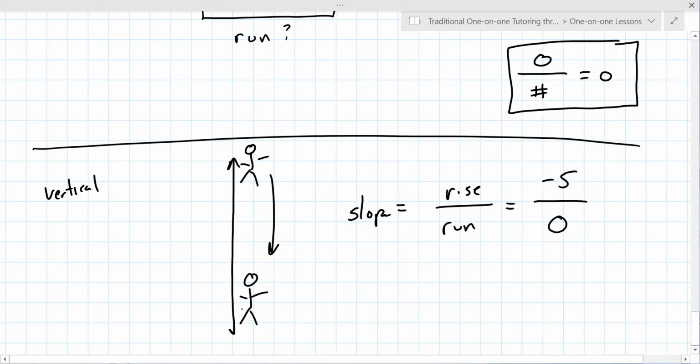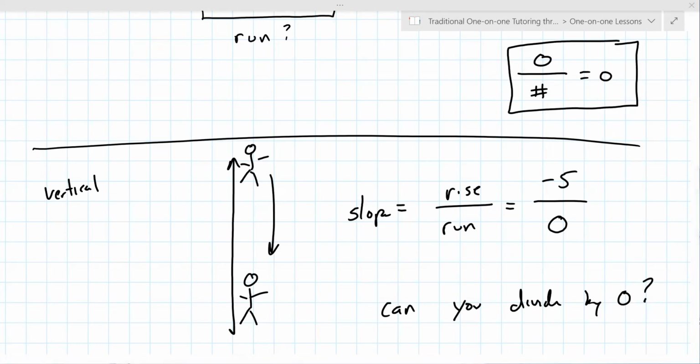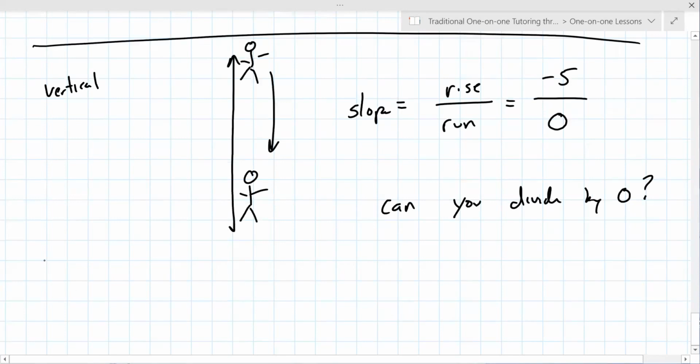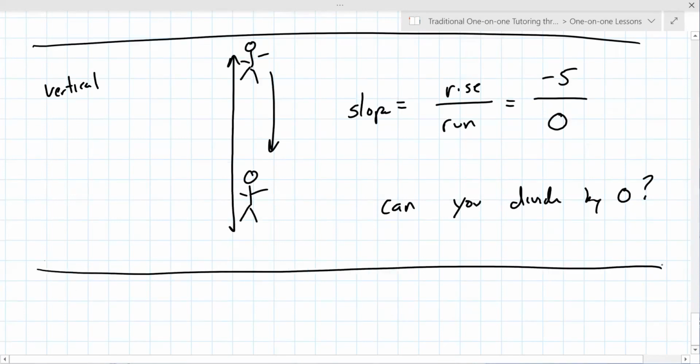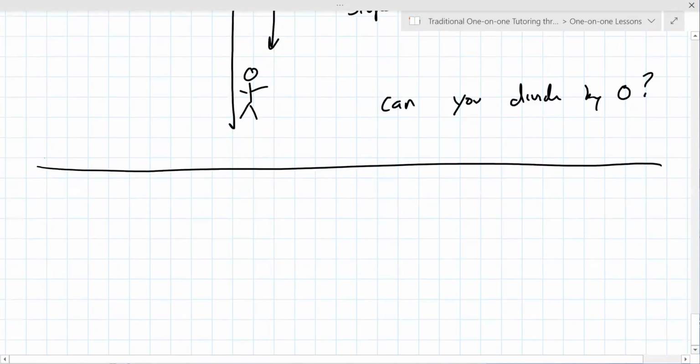All right. So can you divide by 0? Are you allowed to divide by 0? No, you're not. You can never do that. Dividing by 0 is like the first commandment of math. You can never divide by 0. It's just not allowed. What happens if you divide by 0? It's not a right answer. It's like the horrible thing.